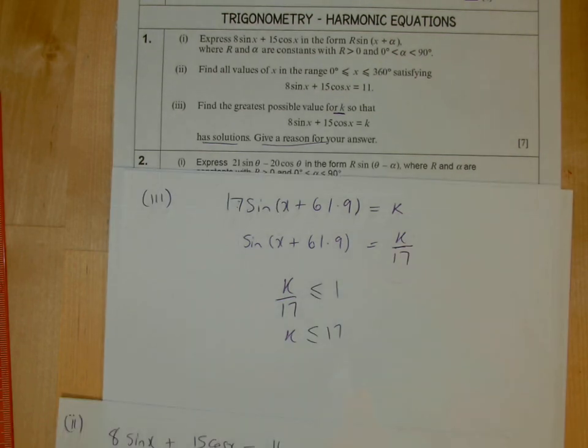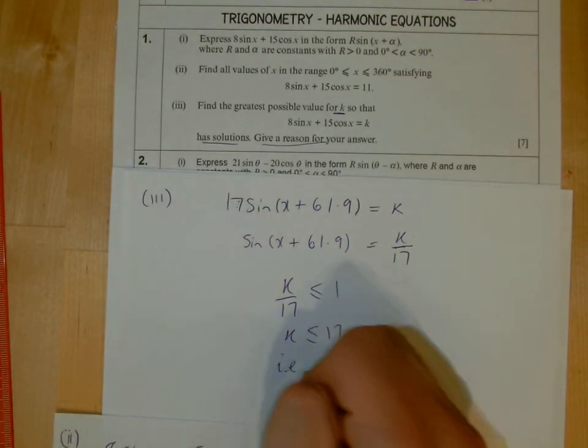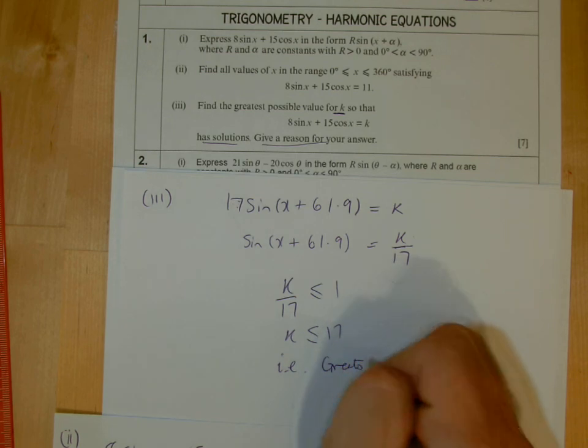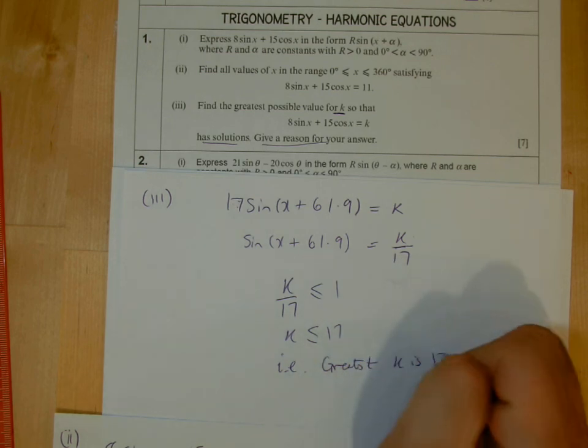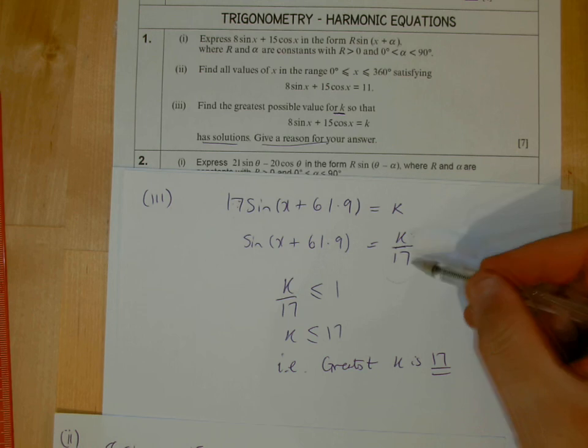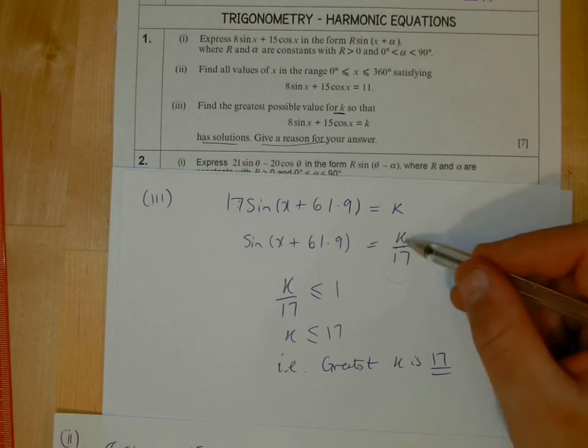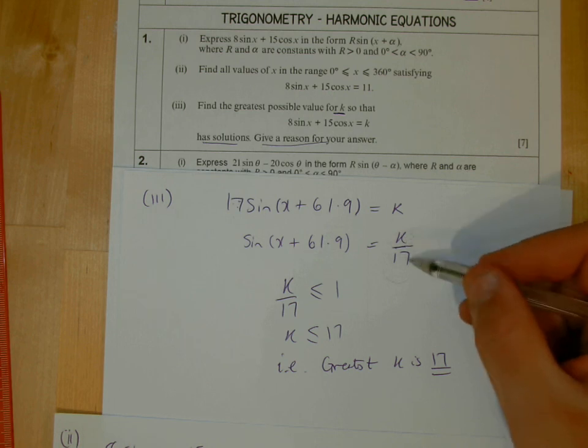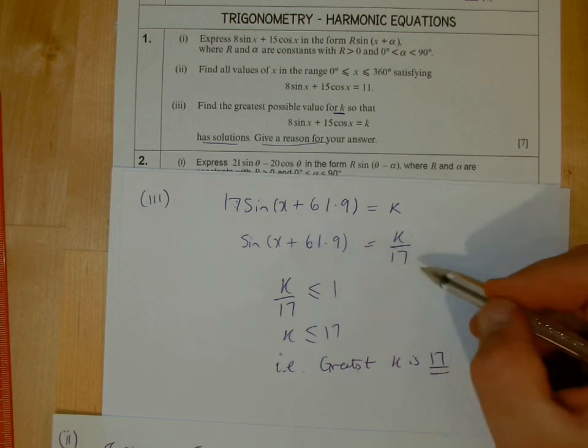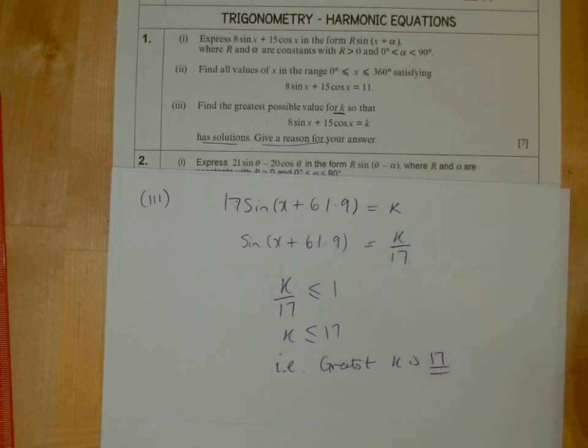So k has got to be less than or equal to 17, i.e. the greatest k is 17. If you think about it, 17 divided by 17 is 1, so that would make sense. If k was more than 17, suppose it was like 18, 18 divided by 17 would be more than 1, and sine can't be more than 1. So think it through like that. So the greatest it can be is 17.